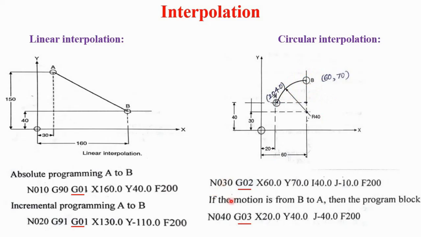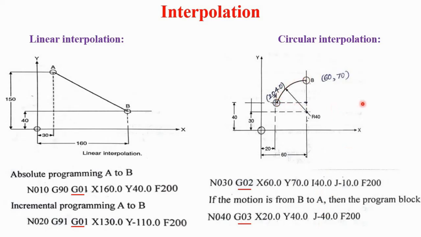Therefore G02 and G03 are used to represent the clockwise and anti-clockwise direction of tool movement respectively. G02 is used to represent the motion from A to B, that is in clockwise direction, and when the tool is moving from B to A, that is in anti-clockwise direction, G03 is used. So these are the two blocks used to represent circular interpolation from A to B and B to A.